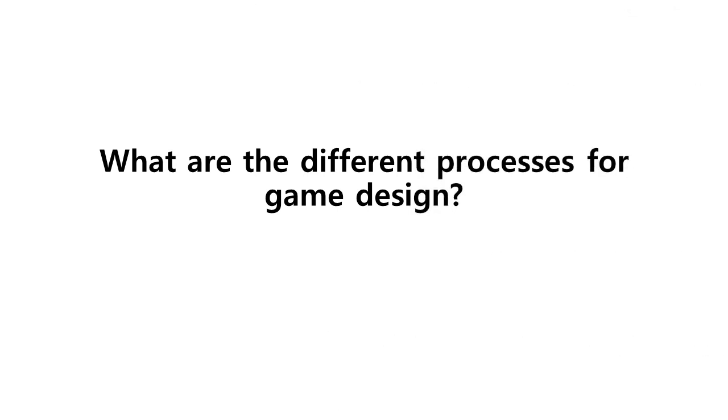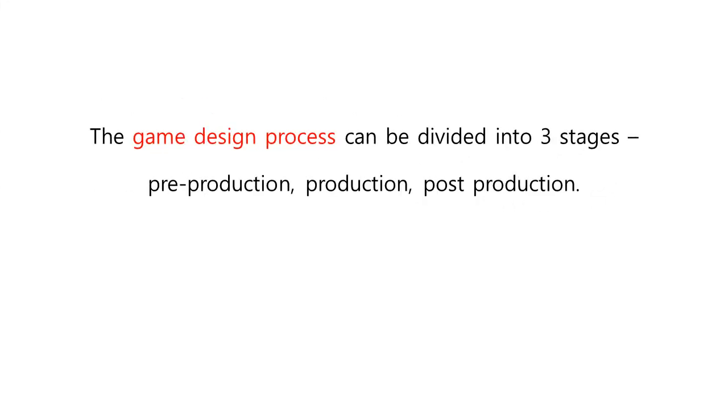What are the different processes involved in game design? The game design process can be divided into three stages, that is, the pre-production, production, and post-production.